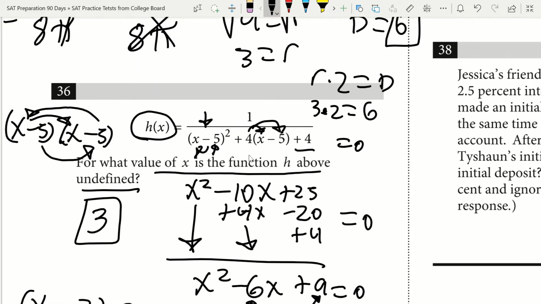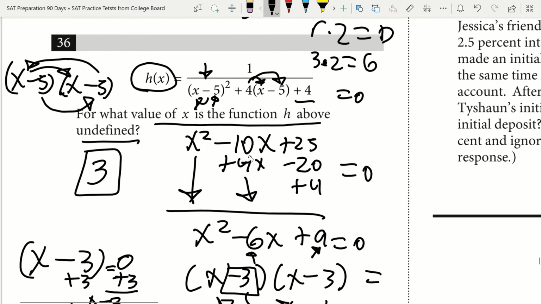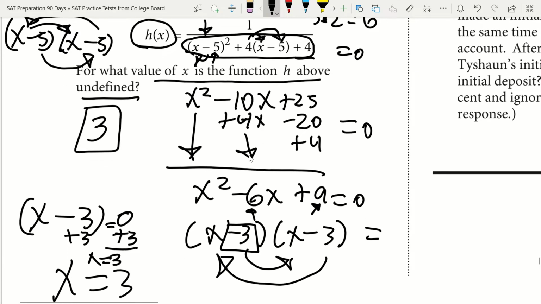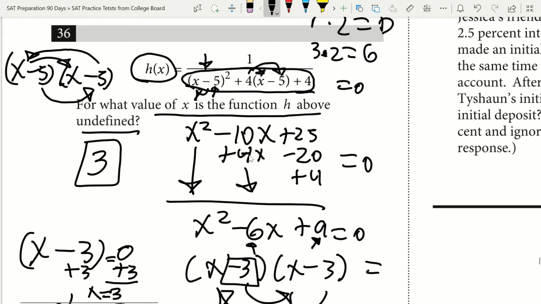So important things to recognize here is that in order for a function to be undefined, that denominator's got to equal 0. Then after that, we just make sure that we take all of the steps to find and simplify our denominator. We simplify our denominator, and then we factor it out and solve for what our x-intercepts are, which is where it equals 0, and that's going to be at 3.